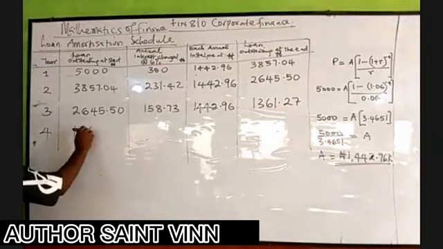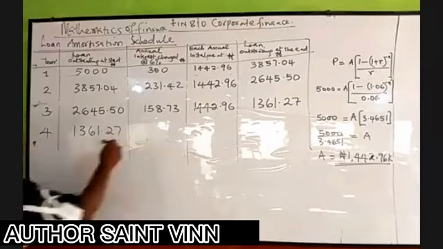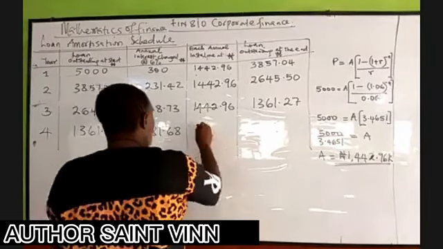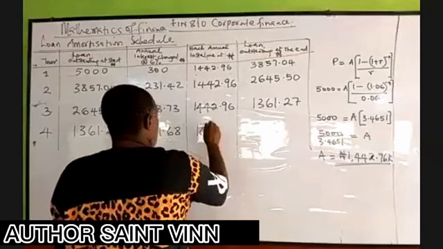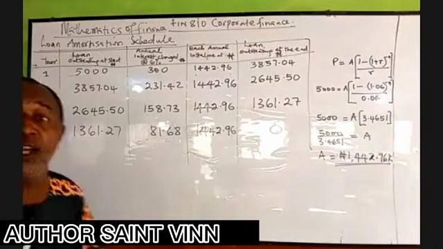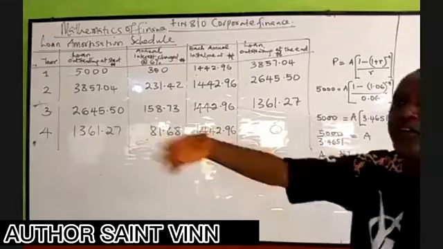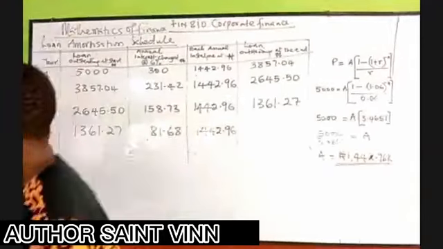So if you have 1361, somebody find 6% of this. 81.68. This is also our installment. And here we go on. The 1442.96. We want a minus times 0. All those other points.